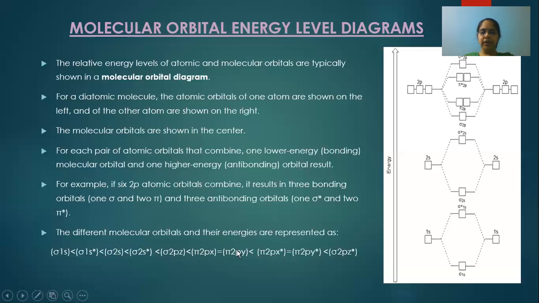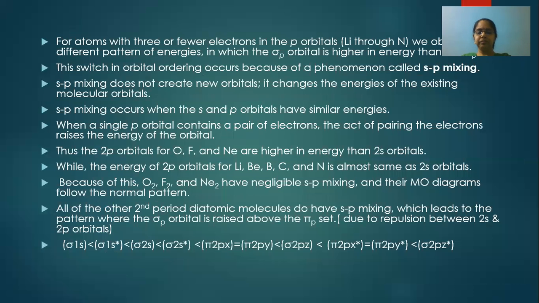This set of pi molecular orbitals possesses lower energy than another set of pi orbitals which are anti-bonding, represented as pi star 2px and pi star 2py. This pi star 2p set is lesser in energy than sigma star 2pz. So among the different molecular orbitals, sigma star 2pz is the highest energy molecular orbital, whereas sigma 1s is the lowest energy molecular orbital.